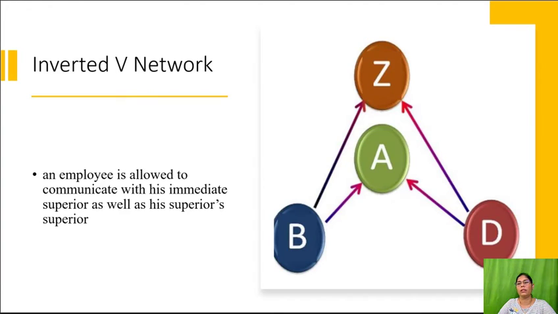Inverted V network. As the diagram shows here, an employee is allowed to communicate with his immediate superior as well as his superior's superior. Its advantage is that the communication travels faster in this network.